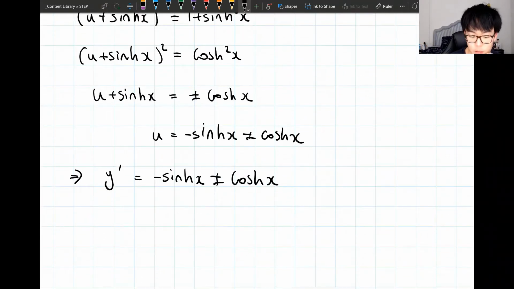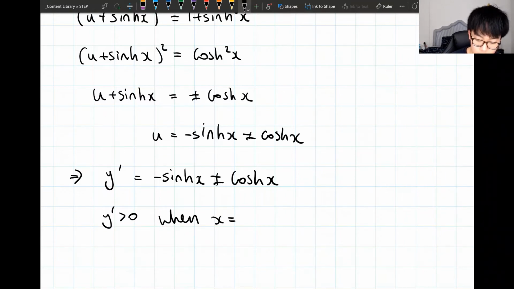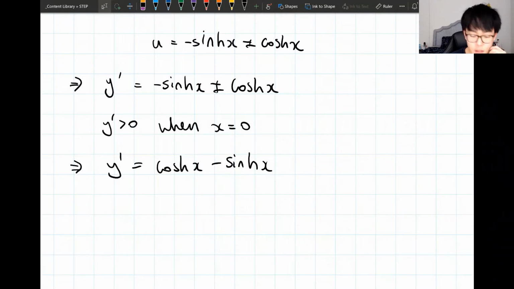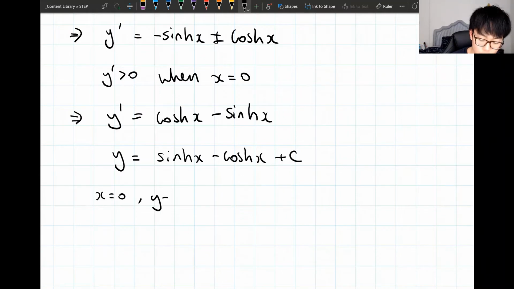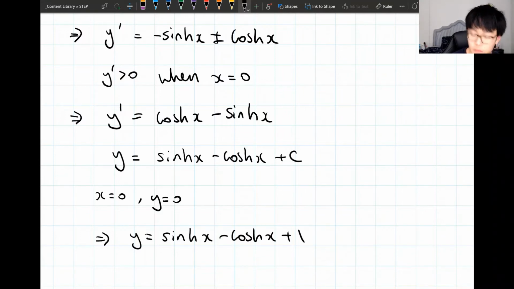So we can see that if there's a negative sign here, then when x is 0, y dash will be minus 1, which is not greater than 0. So we have to reject that solution. Okay, so we can say that y dash is greater than 0 when x is equal to 0. So this implies that we only take the positive portion. Okay, and so we can rewrite it like so. And the rest is not so bad. So we can integrate both sides, and so we get sine x minus cos x plus c, and then we need the boundary condition that when x is 0, y is 0. Okay, and then this implies that c must be 1, and so y is sine x minus cos x plus 1. Okay, so that's part 1 done.